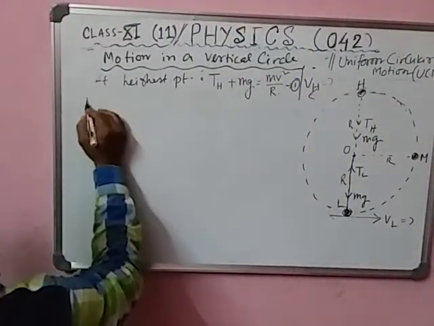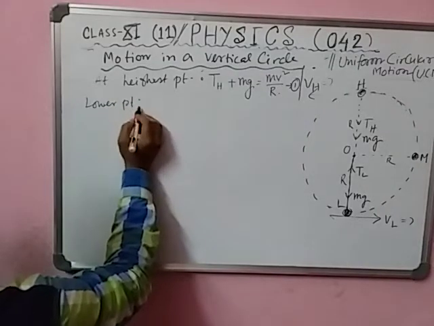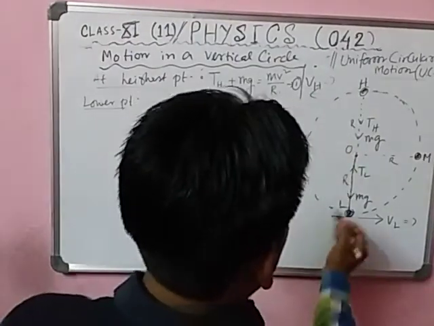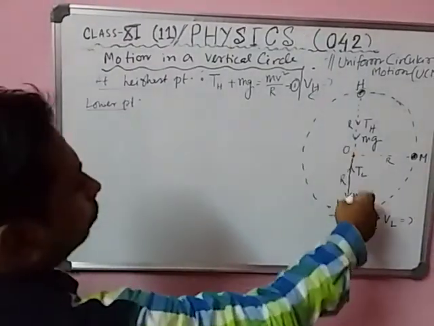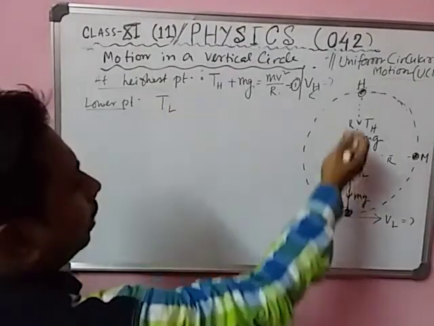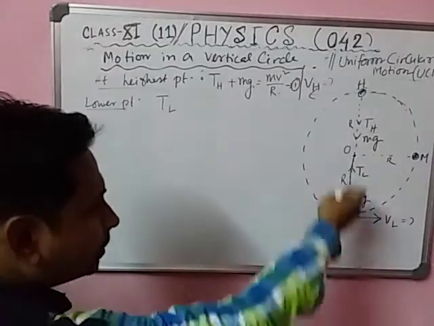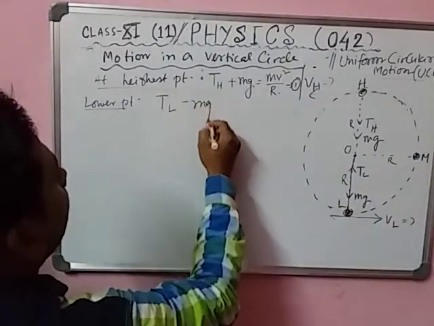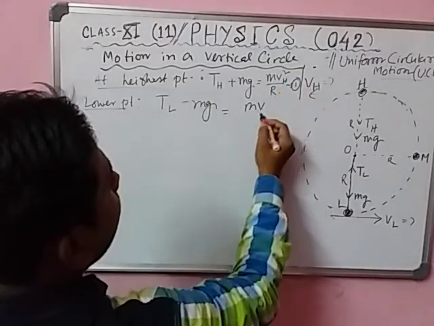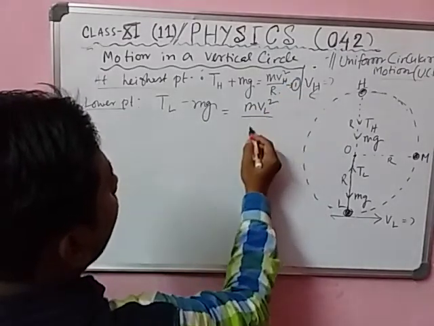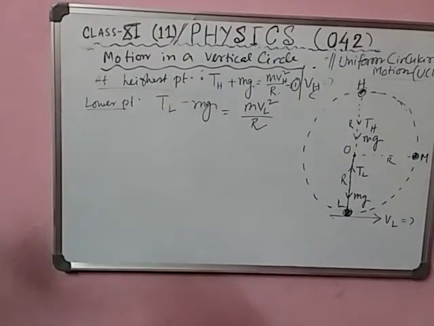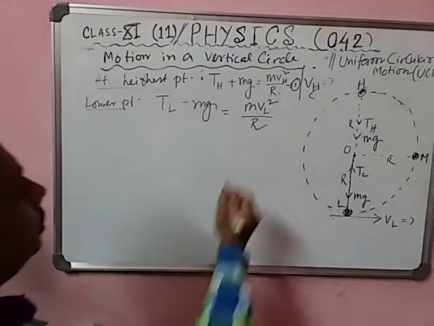Now for the lower point. Here tension acts upward and mg downward. So we write TL upward minus mg, because mg is downward, equal to m times the lower point velocity square by r, which is the centripetal force. This is equation number 2.